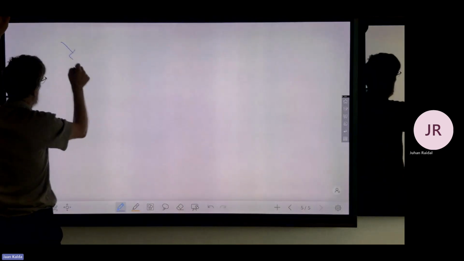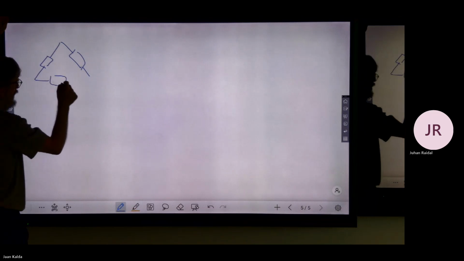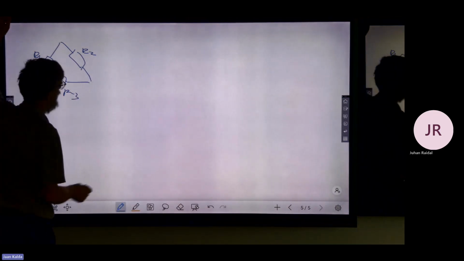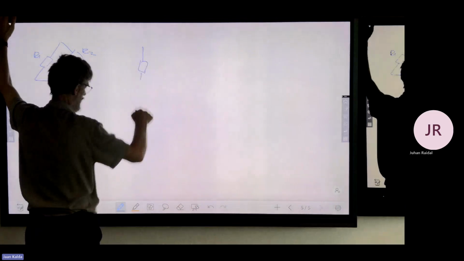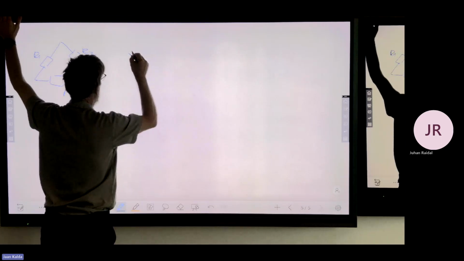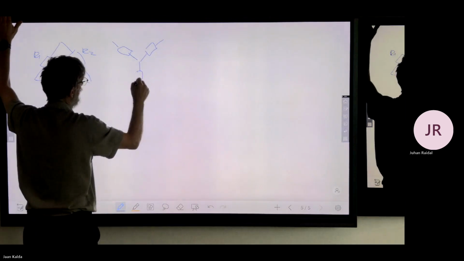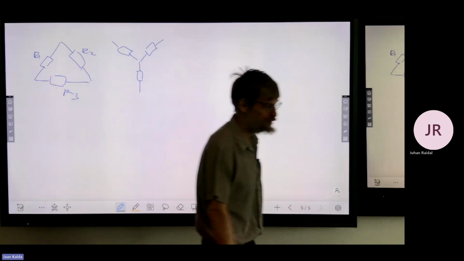Okay, so let me explain what it is. It tells you that if you have a certain connection of three resistors like that, R1, R2, R3, and another equivalent circuit like that. Now, the left one is delta, the right hand is Y, right? So that's why it's called Y delta.